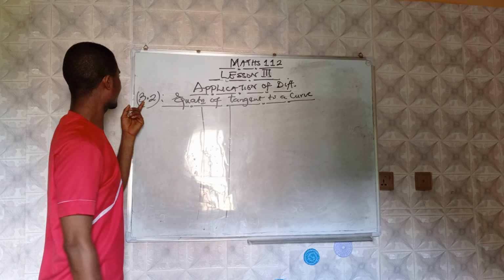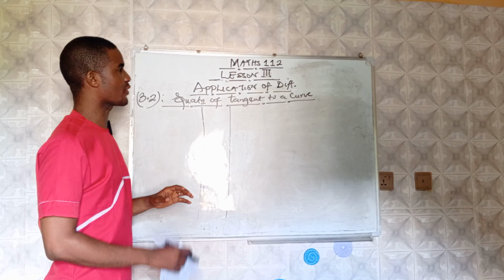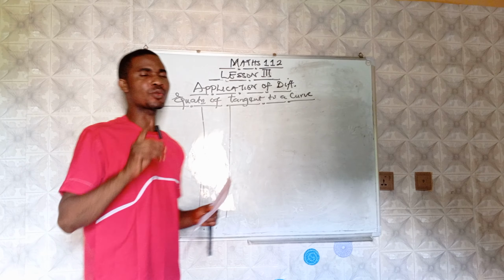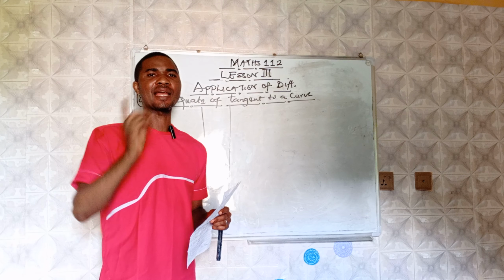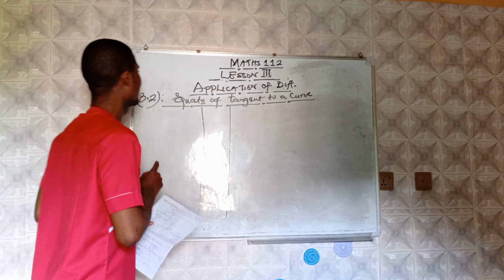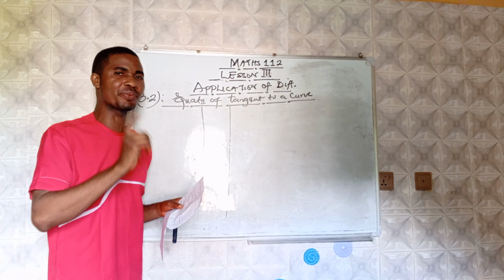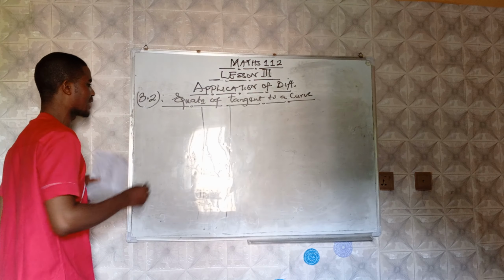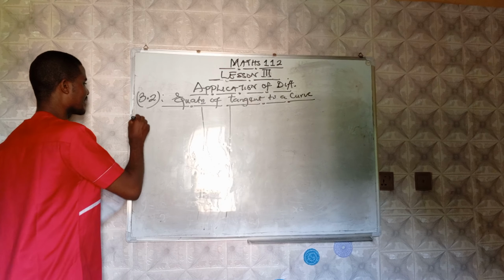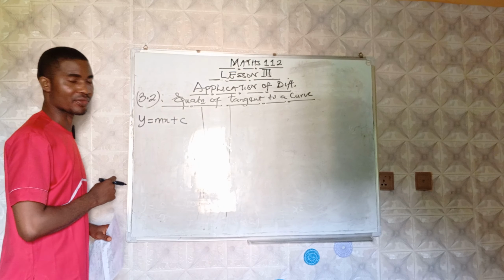Now, if you look at 3.2, we'll be seeing equation of tangent to a curve. If we have to find the equation of a tangent to a curve, what do we do there? You must know that a tangent is a straight line that cuts a curve at a point. Remember I said equation, so our answer will be an equation. Since a tangent is a straight line, the equation of a straight line is y equals mx plus c.